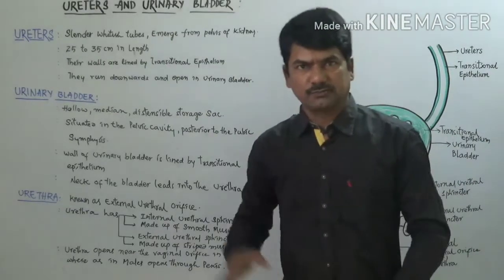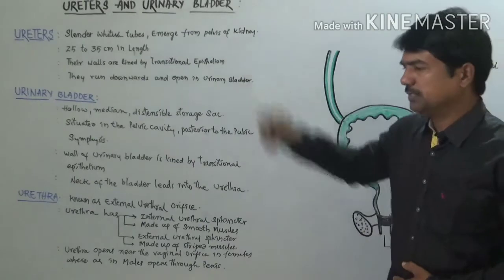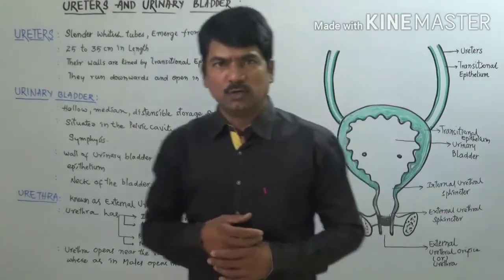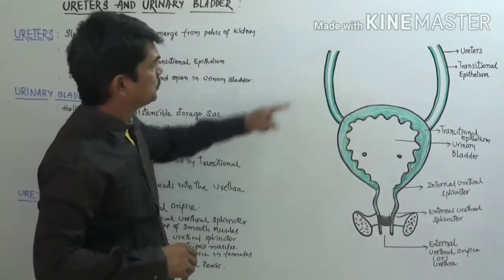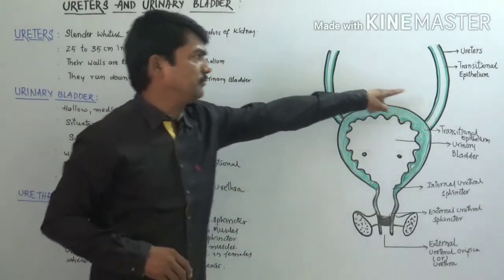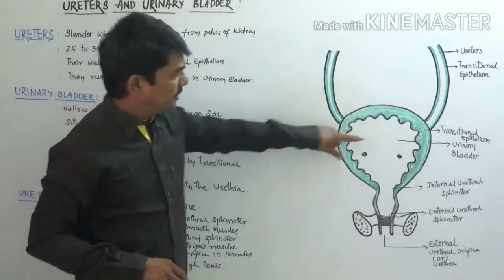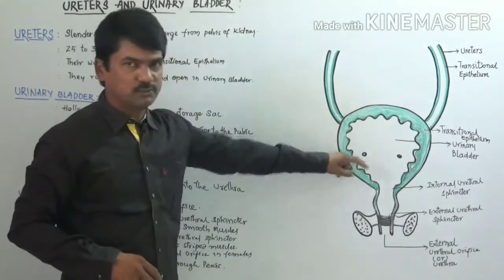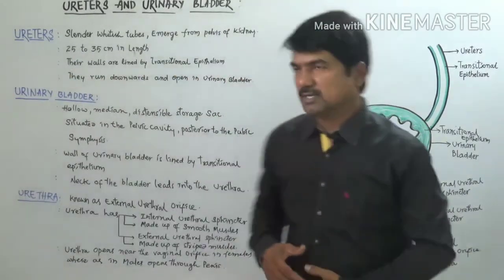The other parts of the kidney. So we will discuss the ureters and urinary bladder. What are ureters? If you see the structure of the kidney, we can identify the two ureters. One pair of ureters emerges from the pelvis region and opens into a small sac-like structure called the urinary bladder. Let us see the characters of ureters.